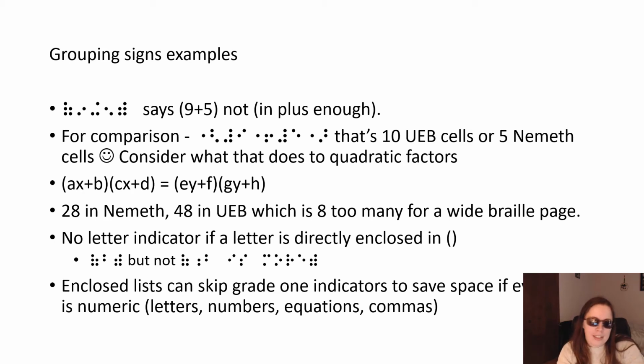Enclosed lists can skip those indicators, whether the list contains simple letters, numbers, equations excluding signs of comparison, right? So if it says 4 plus 3, that's fine. If it says 4 plus 3 equals x, not so much, and commas. So if it's a simple enclosed list, then you can skip grade 1 indicators and numeric indicators throughout.